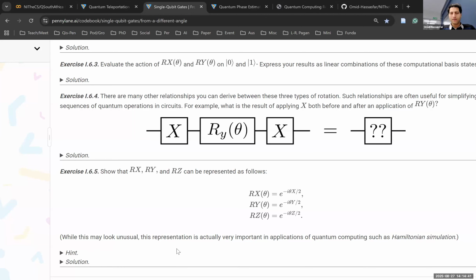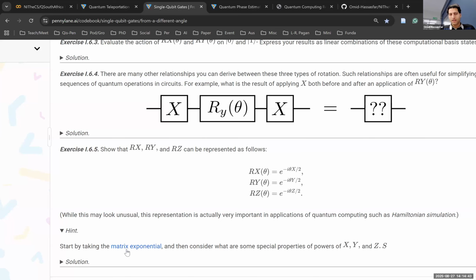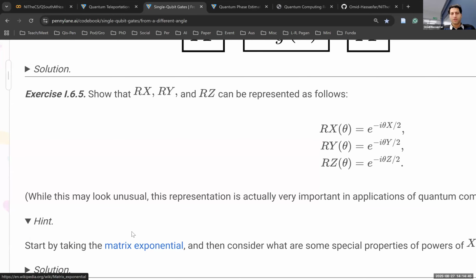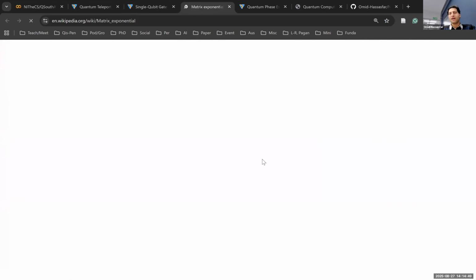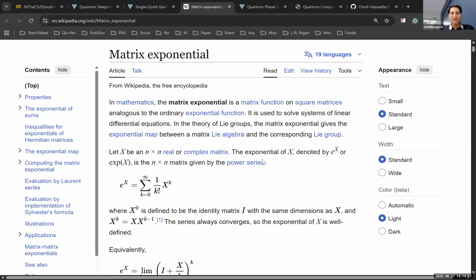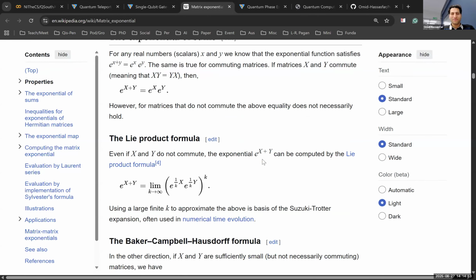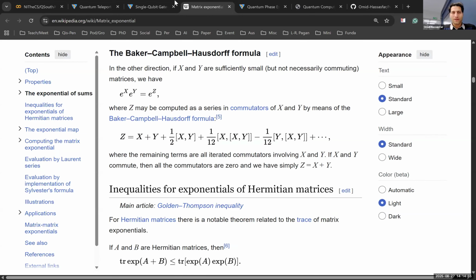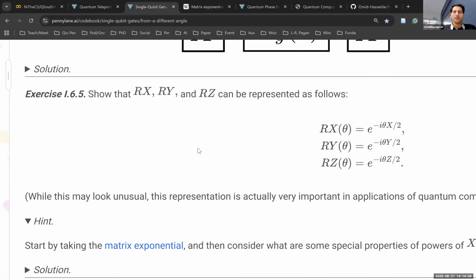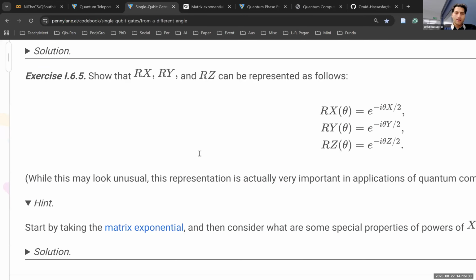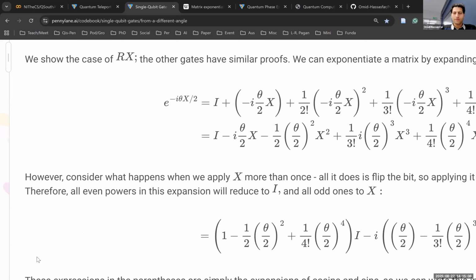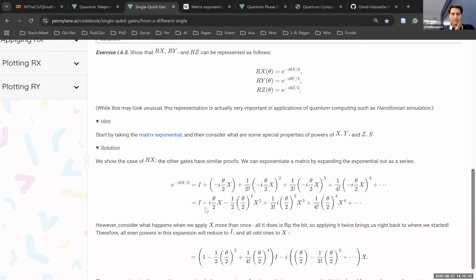You can just check matrix exponentiation. There are different methods. You see it's a very long Wikipedia article. You need to spend a lot of time to learn it, but this is very important when it comes to simulating quantum systems. Yeah, there are some solutions here. Okay, I don't want to talk about this today.